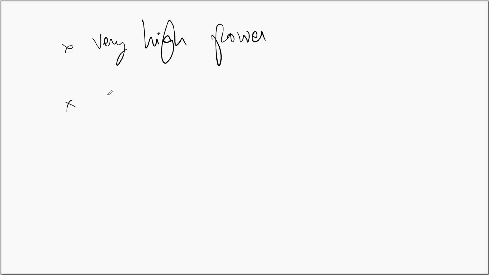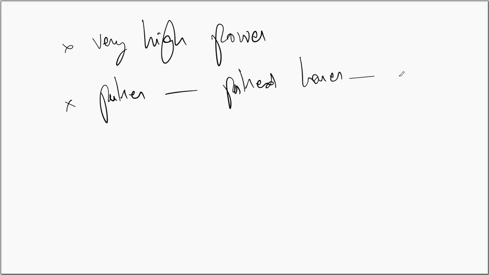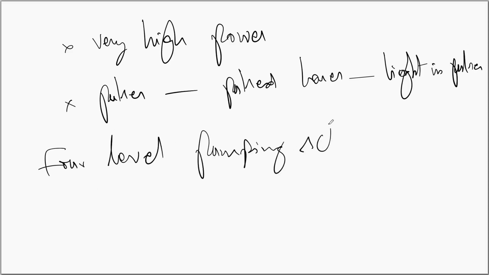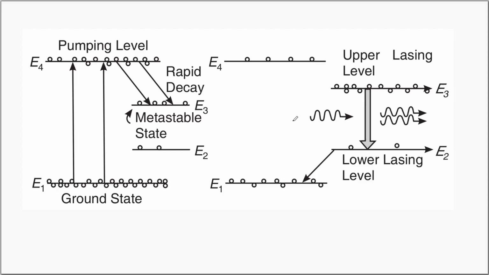The 3-level laser scheme produces light in pulses, or it is used in pulsed lasers. So those lasers that emit light in pulses are called pulsed lasers. Now we shall discuss the 4-level pumping scheme. The 4-level pumping scheme is shown here.